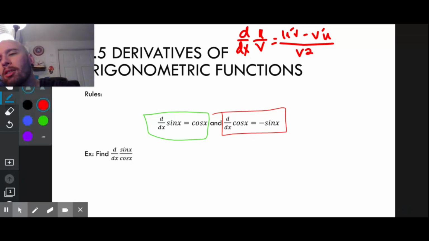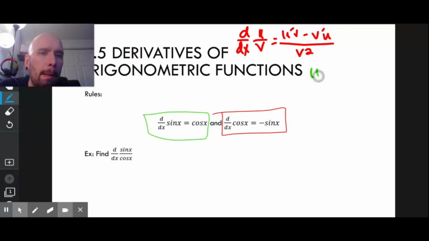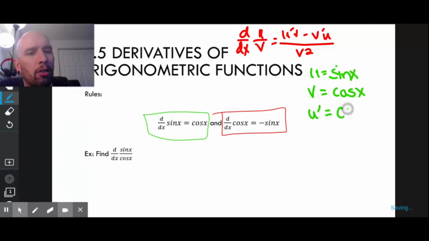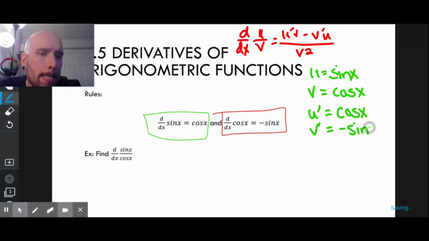Okay, so in this case, my u is going to be sine x. My v is going to be cosine x. My u prime means take the derivative of sine x, and we already learned that the derivative of sine x is cosine x. My v prime is going to be the derivative of cosine, which I already know now is negative sine x. And v squared is going to be cos squared x.